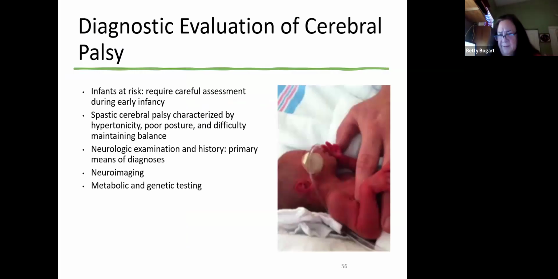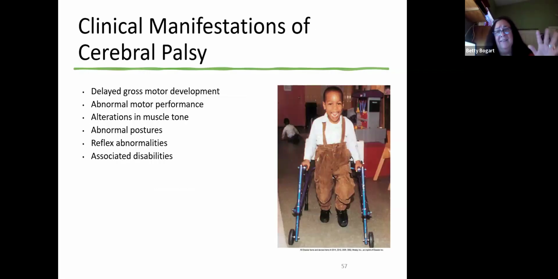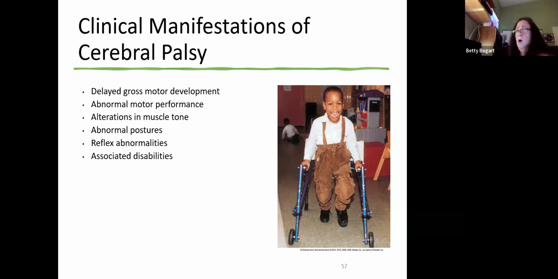So, spastic cerebral palsy, definition, you need to know this one. It's hypertonicity, poor posture, and difficulty maintaining balance. This is what we think of when we think of children with cerebral palsy. Again, why do we need to know all those developmental milestones for an infant? Well, this might be an infant that has very mild CP that we're looking for, right? We can have from very mild to very severe. So we can have delayed gross motor skills, abnormal motor performance, alterations in motor tone, abnormal postures. All of these things can be a combination of what these children work with.